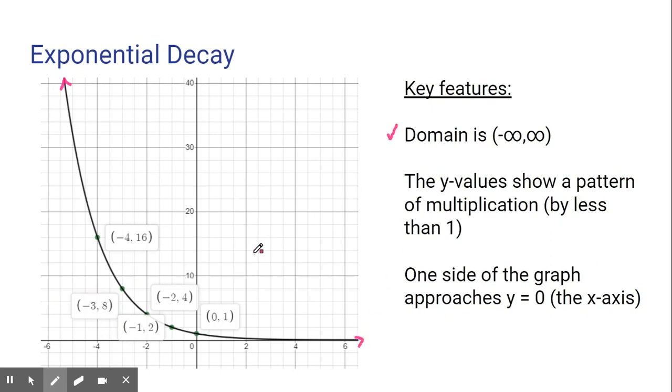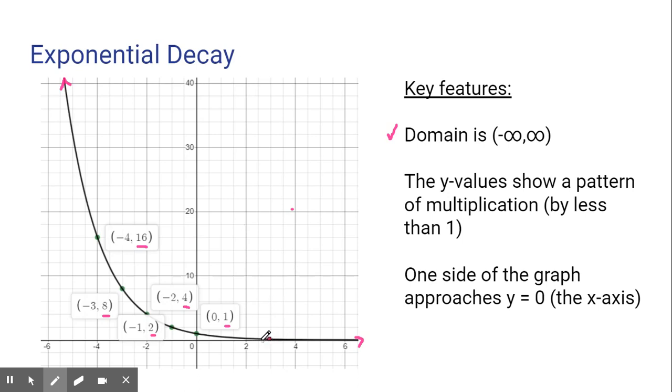The y values still show a pattern of multiplication, but it's by a multiplication of a number less than 1. So we go from 16 to 8. That means we've multiplied by a half. And then we go to 4, 2, and 1. We keep multiplying by 1/2. So you'll notice with our exponential decay functions, we still see a pattern of multiplication, but that multiplication is by a number less than 1. In this case, it was by a half.